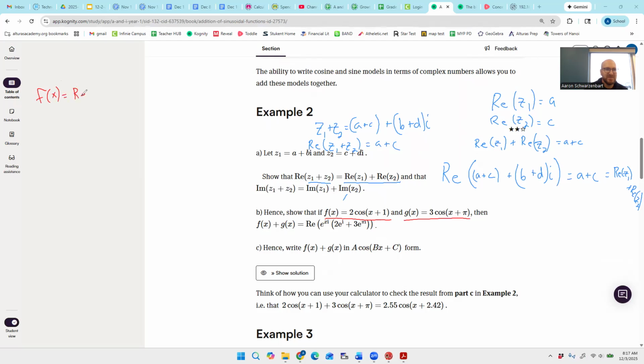Like the sinusoids, they're only one part of the complex number. They're either the real part or the imaginary part. A cosine is the real part, and a sine is the imaginary part. You're not going to do any that have both? Perfect. So they're either or. So this is real 2e to the x plus 1 i. That's my first one.